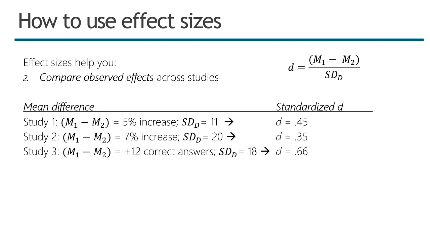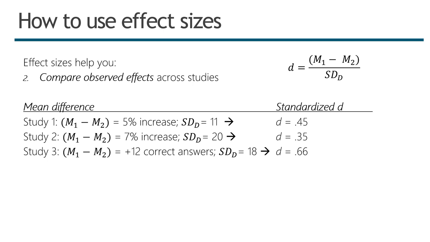And so comparing the 5% increase to the 7% increase was a little bit of an unfair comparison if you were using the mean difference. However, the standardized D adjusts for this. And so we can see that the first study had a larger effect than the second study. Perhaps the intervention that led to the effect in the first study was a little bit better or more effective than the intervention used in study 2.